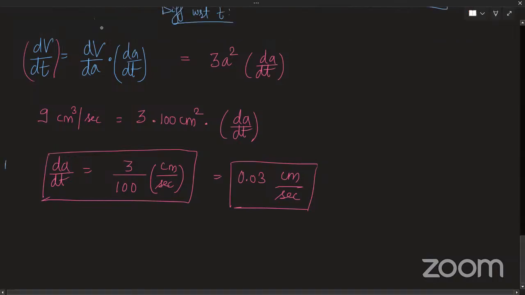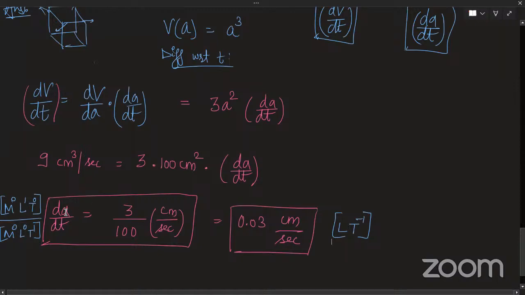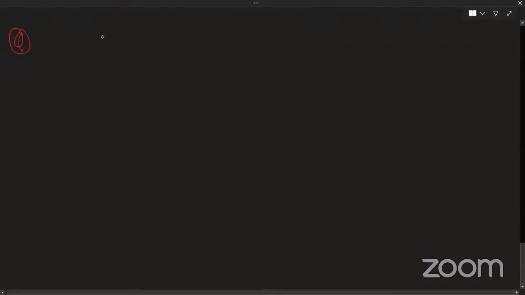So instead of writing M0, L1, T0, I was just writing L raised to 1. Similarly, L raised to 0 and T raised to 1. So over here, I've got centimeter per second. Centimeter per second means L raised to 1, T raised to minus 1. Are both of them matching? Yes, sir. So it's dimensionally correct, right? Okay. So we have got how the length will change with respect to time. Let us just try a few more problems related to this.